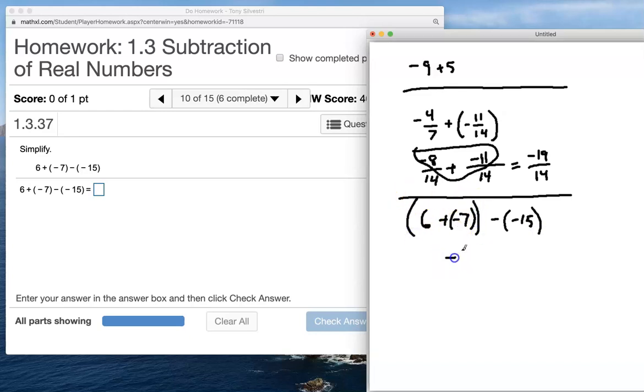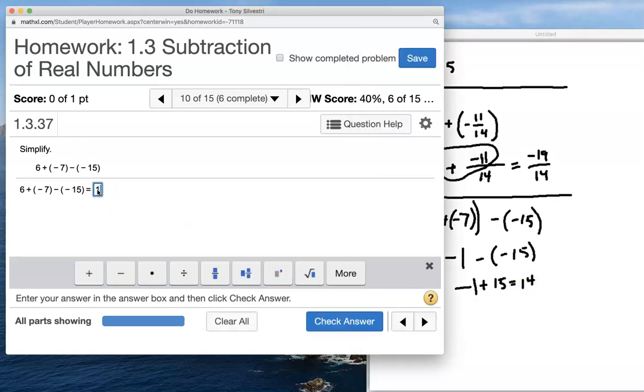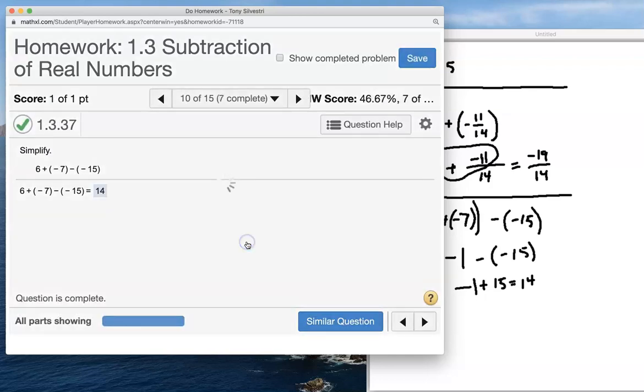Add those together, you get negative 1. Copy the rest down right here. Minus and minus 15. Add the opposite, add a positive, so that's basically going to say minus 1 plus 15, which is going to be 14. So really this looks like what we did in section 1-2, when we were adding. Just add the opposite, that I can't say over and over again enough.